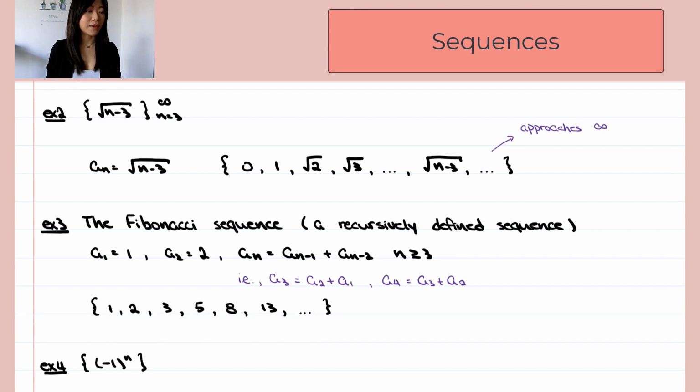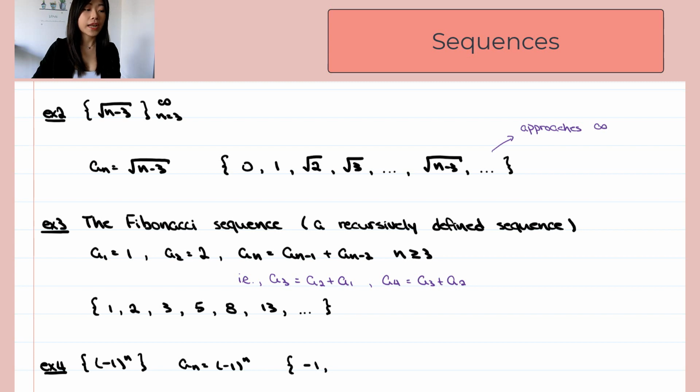Let's look at the last example. The a_n is negative 1 to the power of n. Let's write out the terms of the sequence. The first term would be when n equals 1, so negative 1 to the power of 1. That would be negative 1.